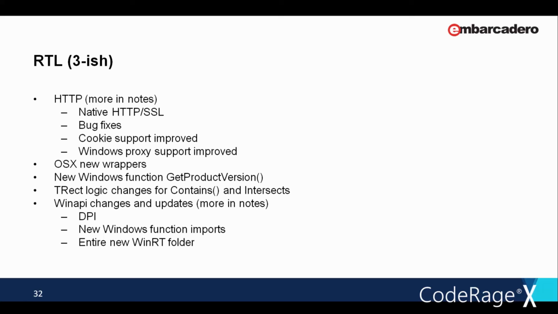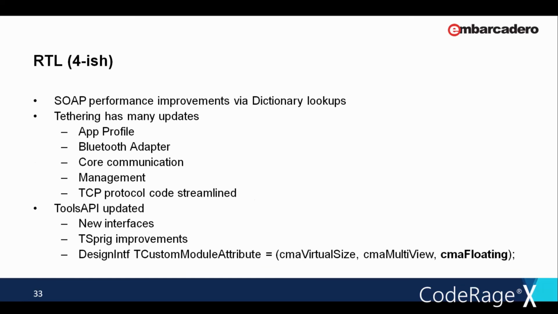T-rect structure or class has some logic changes for contains and its intersects functions. If you do graphic type stuff or have your own drawing system, you might want to look at that to see what has happened there. And then underneath the WinAPI and updates, of course, there's DPI support at the WinAPI level. A lot of new Windows function imports. There's an entire WinRT folder underneath there, so lots of things to look at and absorb.